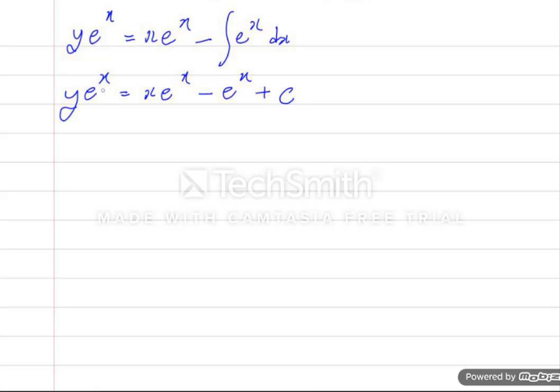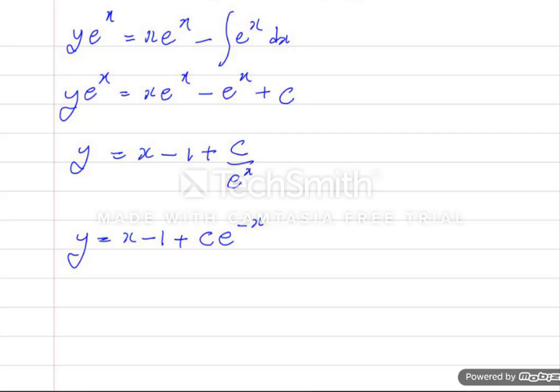So this is y e to the x is equal to all of that. Let's divide this entire equation by e to the x. We're going to end up with y is equal to x minus 1 plus c over e to the x. Is it plus or minus 1? Minus 1 plus c e to the minus x. Essentially, that is the solution of a differential equation.